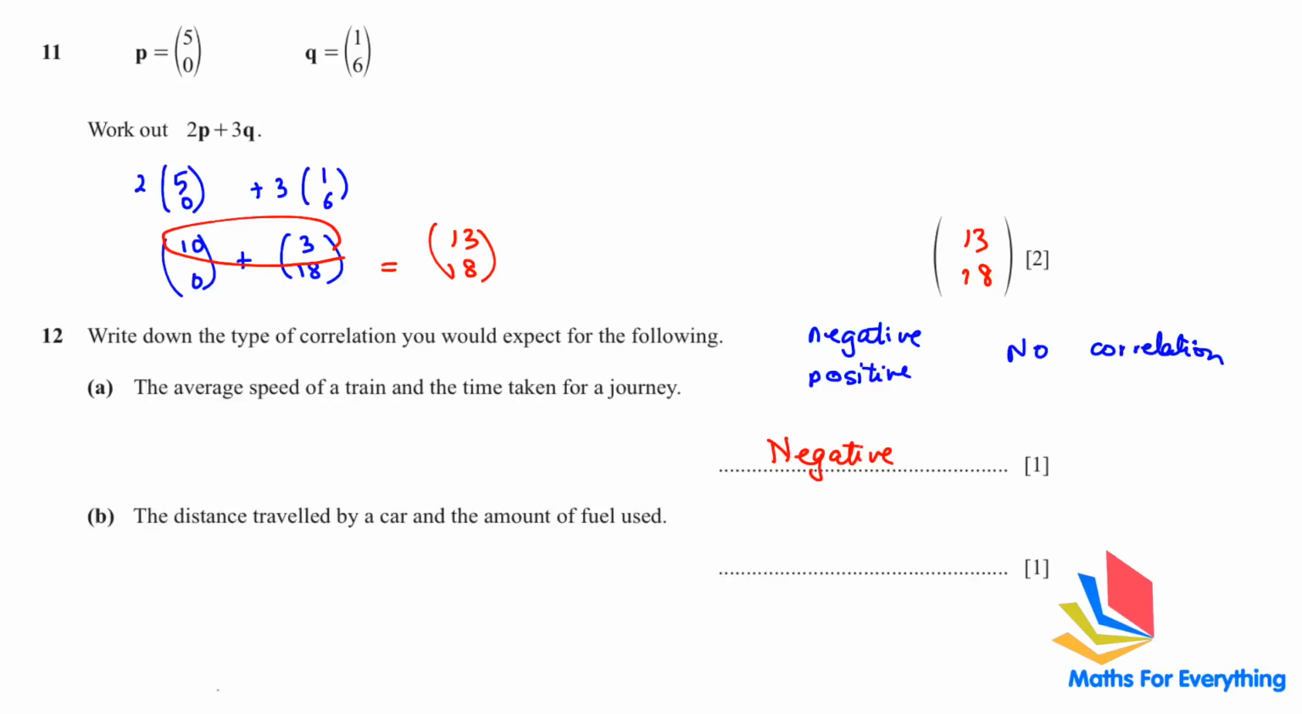Positive correlation is when one variable increases, the other variable also increases. When one decreases, the other decreases. So if the distance traveled by a car is more, the amount of fuel used is also going to be more. So this is positive. And then no correlation. No correlation means there is no effect of change in one variable on the other variable.